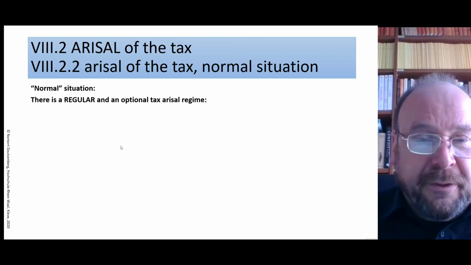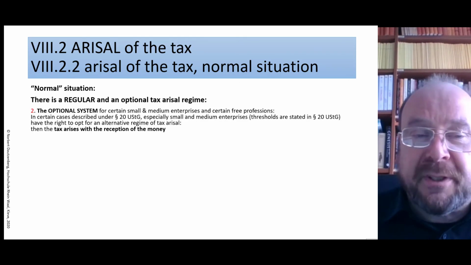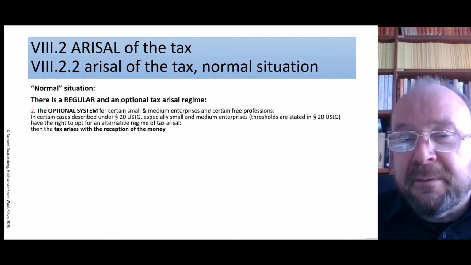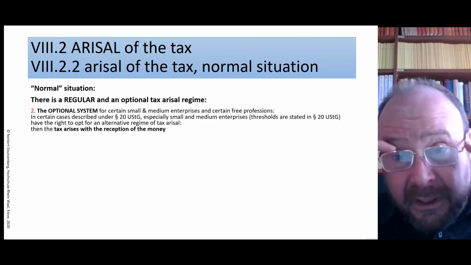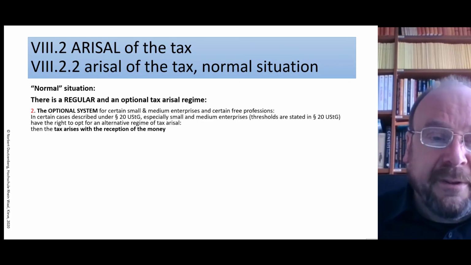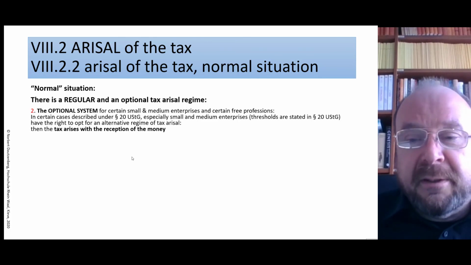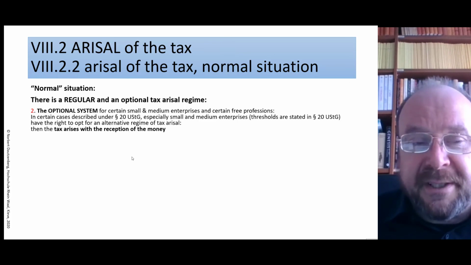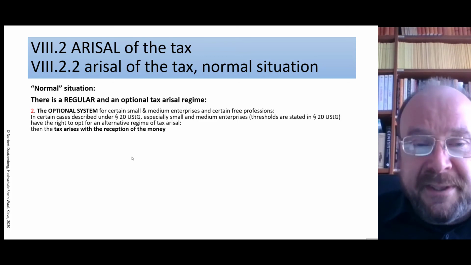Now let's have a look at the alternative, the optional tax arisal system that's possible for certain small and medium enterprises and for certain members of the so-called free professions, like lawyers, tax advisors, inventors, engineers, or so. In certain cases, which can be found described in paragraph 20 UStG, the entrepreneur has the right to opt for an alternative regime of tax arisal. Then the tax arises only when the money is received.